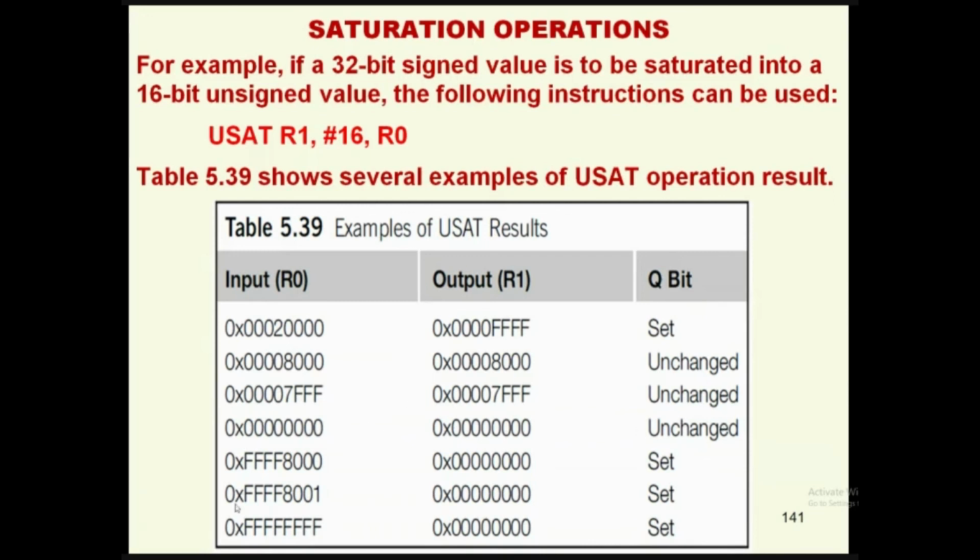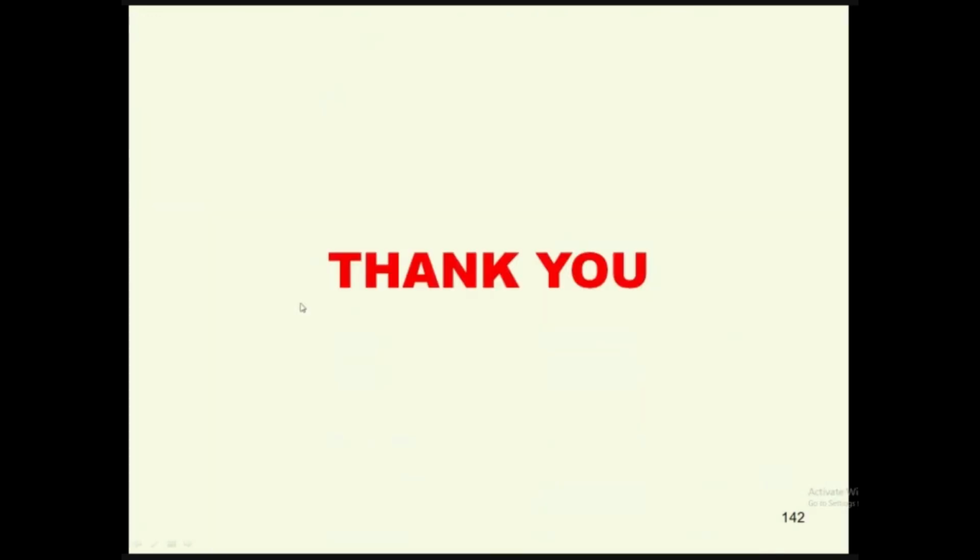00 is within the range. Here there is a negative number FFFF 8000, and because it is negative, the minimum limit is 0000. Hence it is set as 0. It is 8001, limit is 0. F is minus 1. Minus 1 is not representable here, so it is 0. So 0 is the minimum value. Hence, it is considered like this. Now you are very clear how the output is visualized in unsigned saturation, and when the Q flag will set, that is also very clear from Table 5.39. Thank you very much.